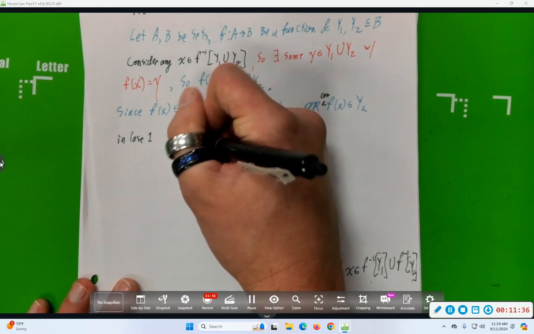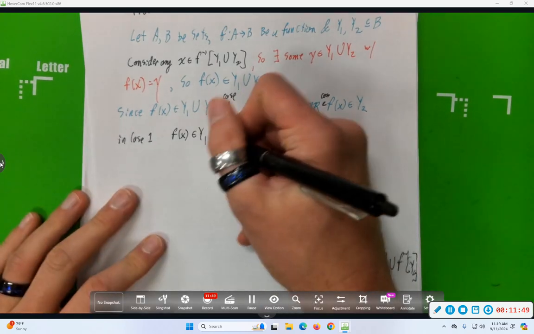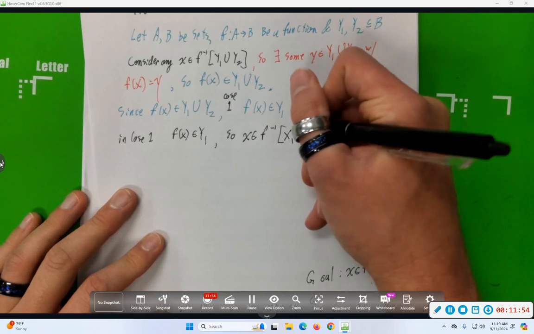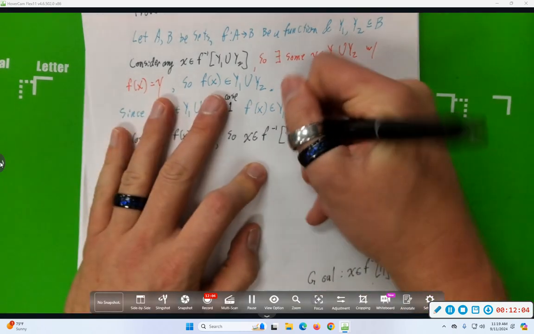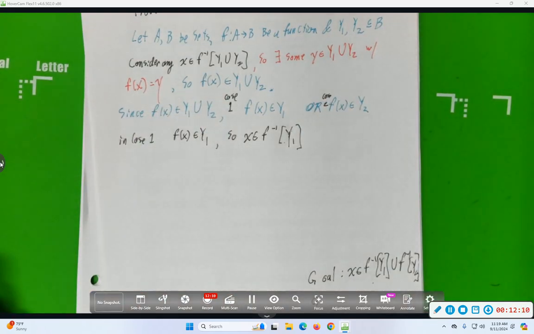In case 1, f of x is in y1. So you already know what x is. x is declared there. So you don't need to be mysterious saying there exists. f of x in y1 means x is in f inverse of y1. That feel okay? Oh, cool. Let's finish up this one case.